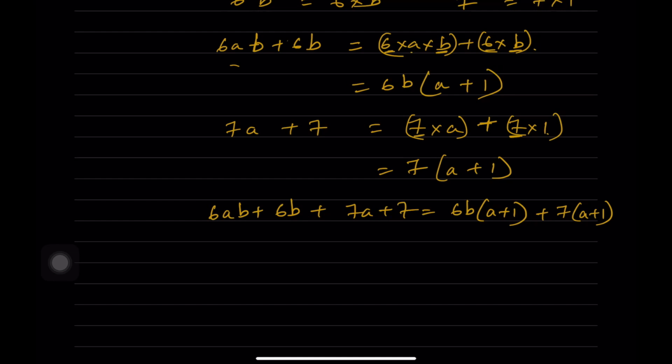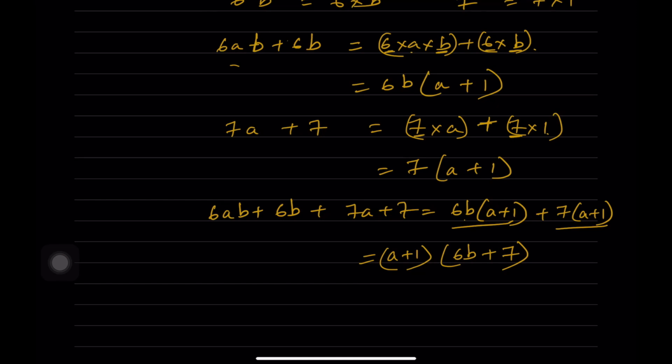Now in these two terms, do we have anything common? We have a plus 1, isn't it? If we take a plus 1 outside, what is left is 6b, and 7. So the factors of the given expression are a plus 1 into 6b plus 7. By regrouping we have done this. So the method of regrouping is done in this way.